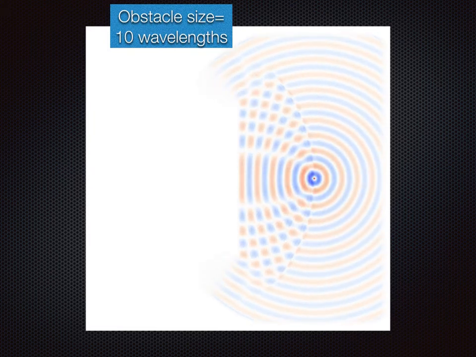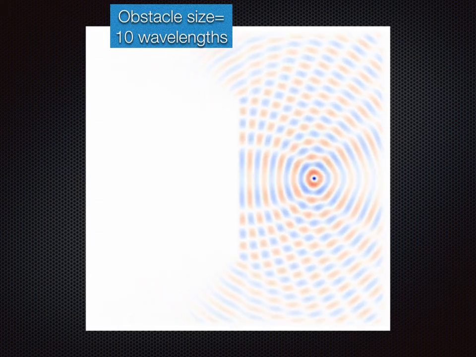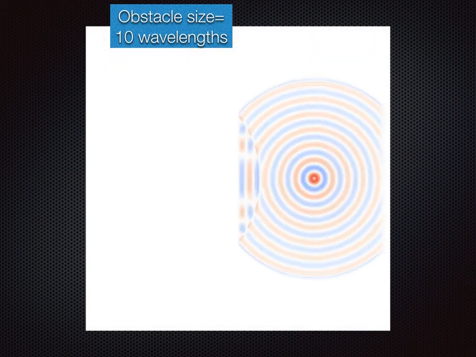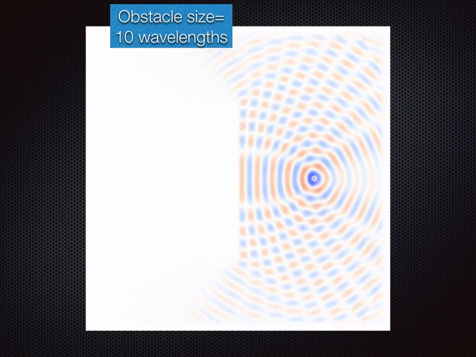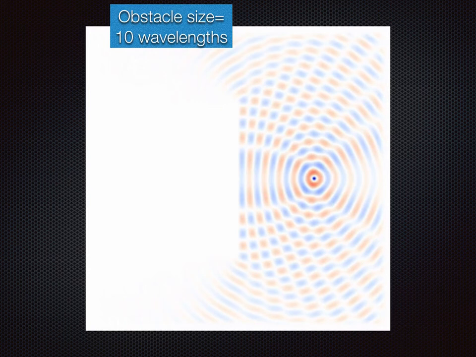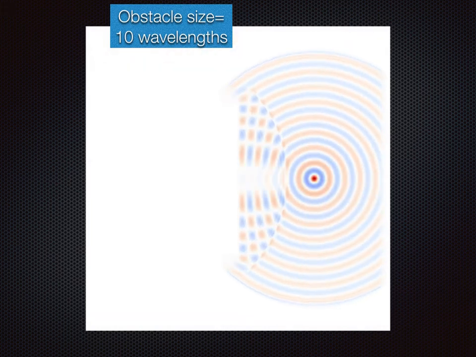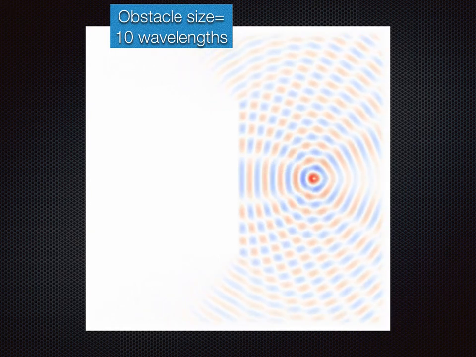Finally, with a large obstacle of 10 wavelengths, there is no diffraction. And we also observe interference between incident and reflected waves. This is the third regime of wave scattering, and you can observe a distinct shadow region and linear propagation of the wave.